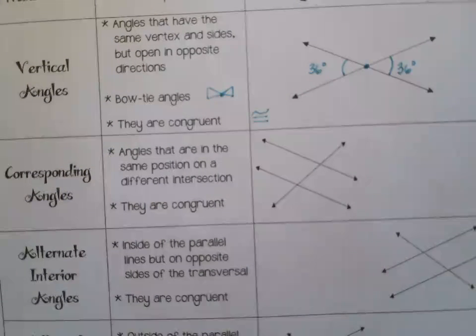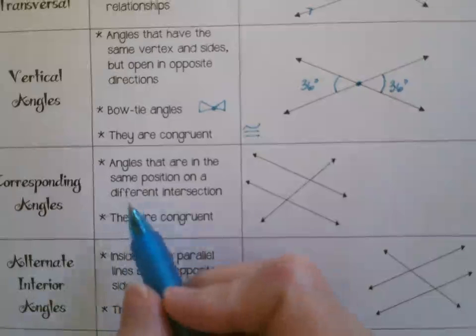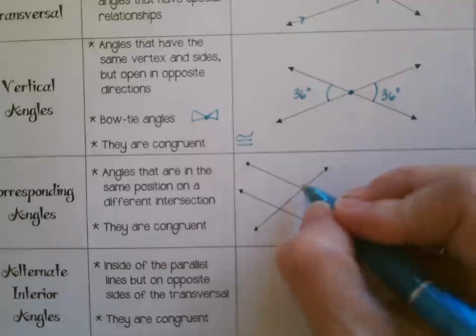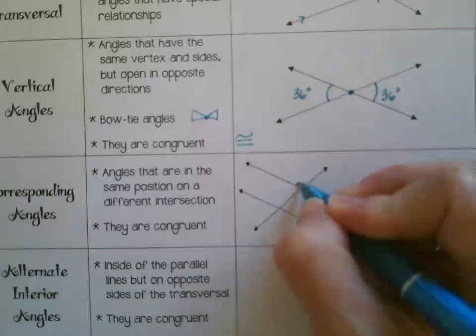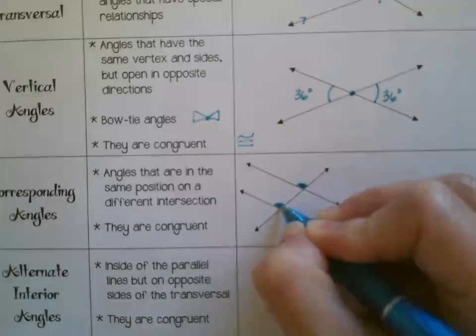All right, corresponding angles. Corresponding angles are angles that are in the same position but on a different intersection. So I basically say they're on a different corner. So that helps if you need help remembering corresponding. They're on the same corner. So this one right here, if I color that one in, is going to match up with that one right there.